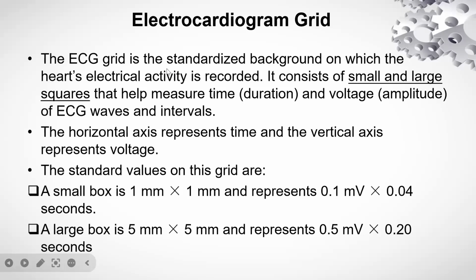Like I mentioned, the horizontal axis represents the time, while the vertical axis represents the voltage. So each small square is about 1 millimeter, which is about 0.04 seconds. And 5 small squares make up a large square. If you multiply 0.04 by 5, you have 0.2 seconds. This is how it is usually measured.